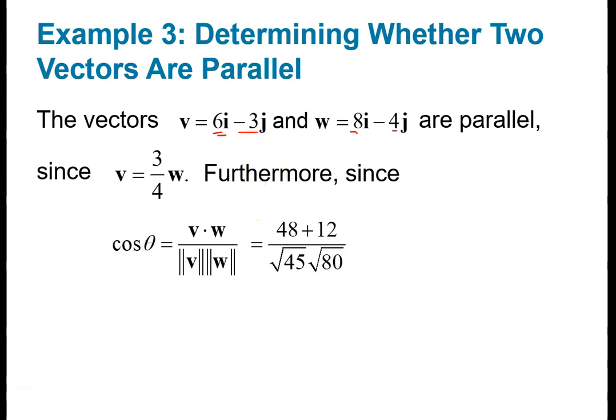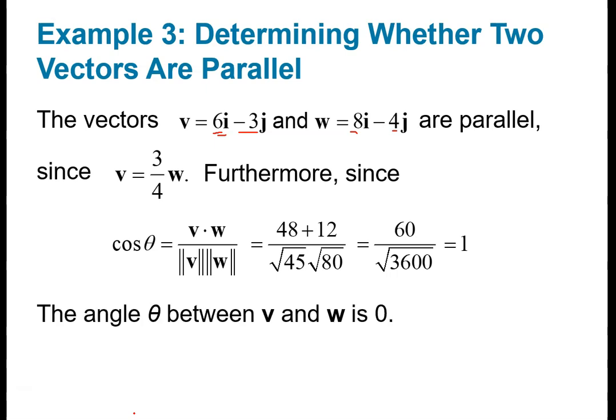But just to verify, there's the dot product. I get 60 over the square root of 3600. Well, the square root of 3600 is 60. So the cosine is 1, and the cosine is 1 when theta is 0.